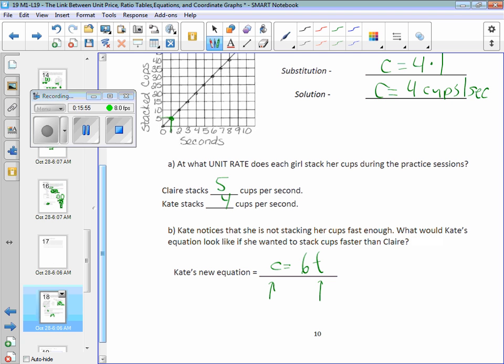Okay, ready? Question for a ticket. I'm going to give you a hard one. You want a hard one? Yes. All right, you got to really think about this one. Let's look at the existing rates. Claire stacks 5 cups per second. Kate stacks 4 cups per second. I'll make it a little bit simpler. How many more cups will Claire have stacked than Kate after 2 minutes?